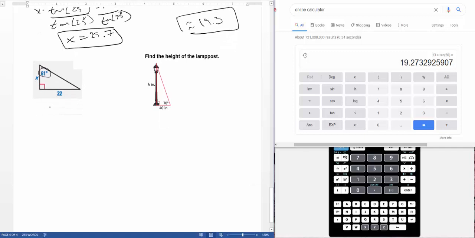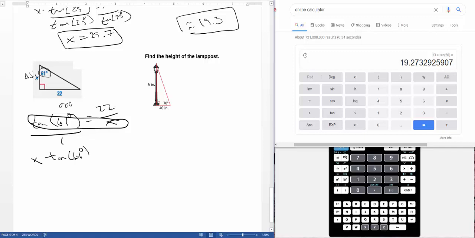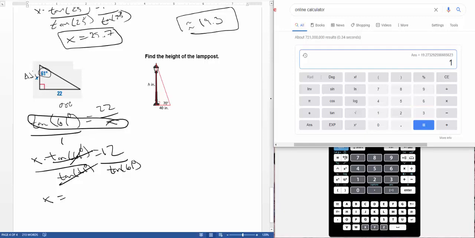A couple more. From the 61 degree perspective, 22 is opposite, x is adjacent, tangent again. So I think the tangent of 61 degrees is equal to opposite over adjacent. Cross multiply: x times the tangent of 61 degrees is equal to 12 times 1. Divide by the tangent of 61 degrees, and I get x is equal to this fraction, 12 divided by the tangent of 61 degrees.